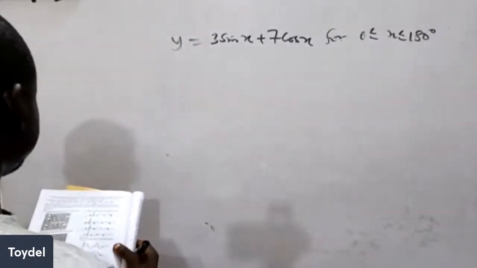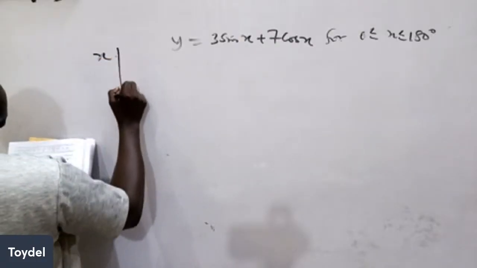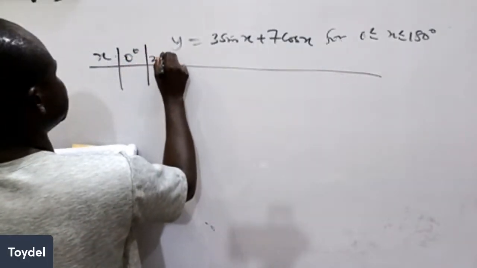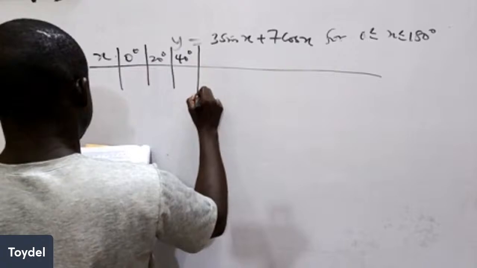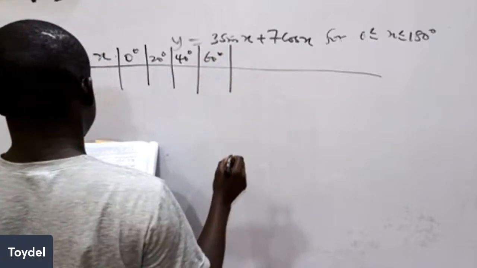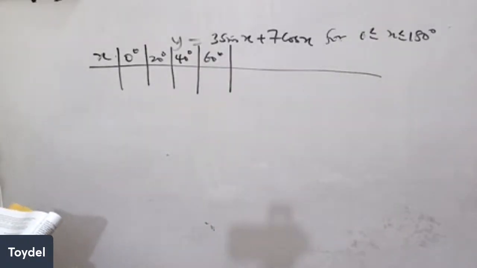So this is the trig graph, and this is the table. We are given the table as x: 0 degrees, 20 degrees, 40 degrees, 60 degrees. In this case, we must note the values. This might be a bit tedious if you don't have a scientific calculator. If we don't have a scientific calculator, we might not be able to do it.